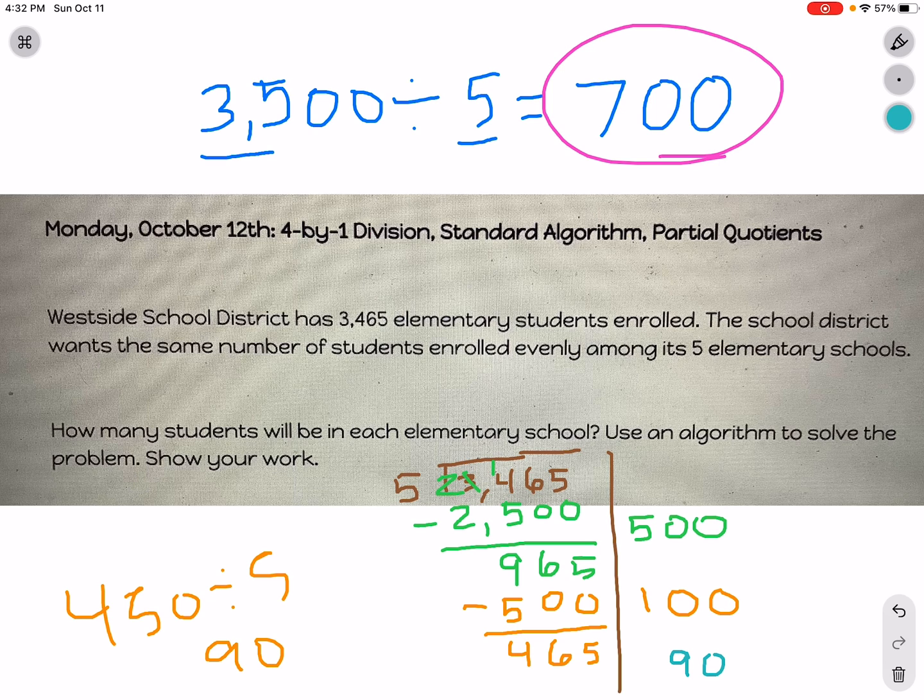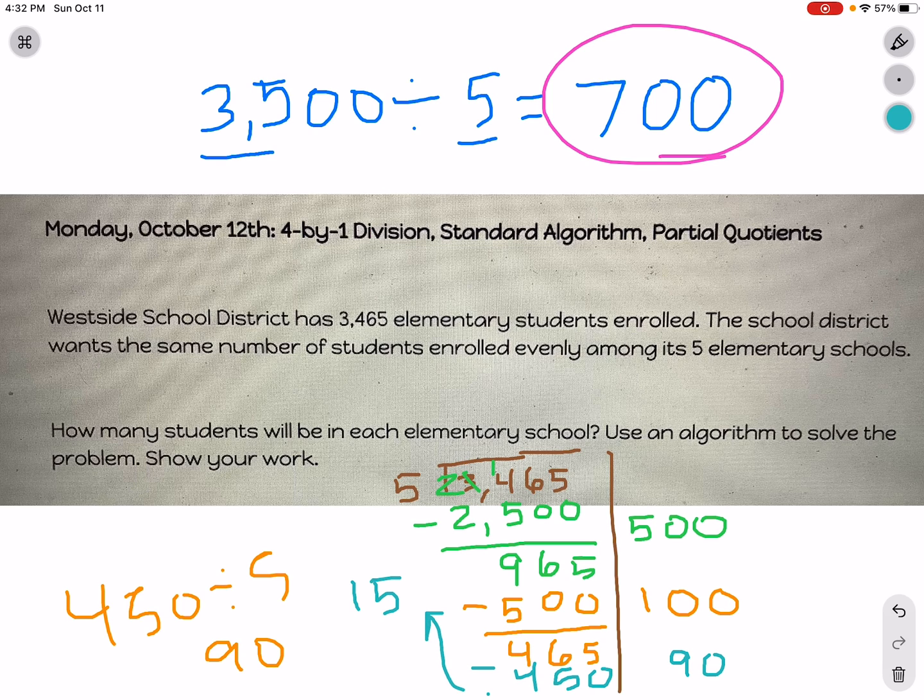90 times 5 is 450. So again, subtract 450. And that's going to leave us with 15. I'm just going to write it over here. That's going to leave us with 15 when we subtract that. Sorry about that. So now we're left with 15.